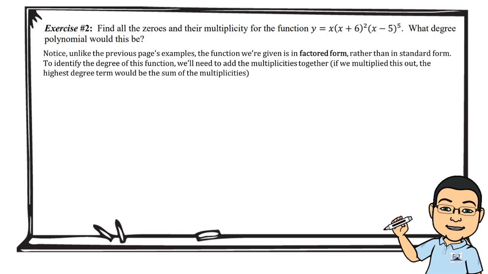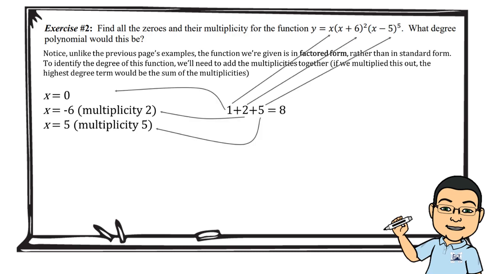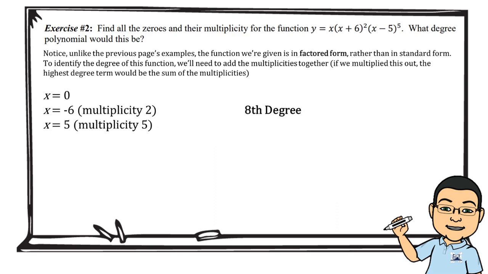So here we have a single root at x equals 0. We have a double root at x equals -6, or x equals -6 with a multiplicity of 2, and x equals 5 with a multiplicity of 5. Now if we were to add all these multiplicities together, the 1, the 2, and the 5, we would find that we have an 8th degree polynomial.